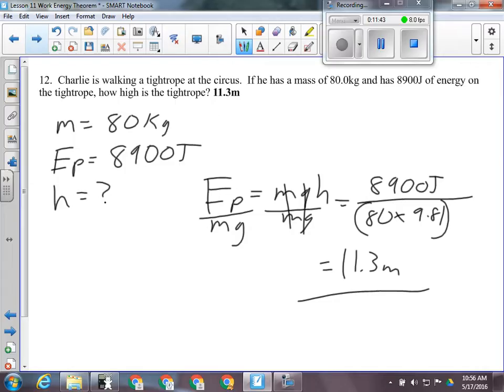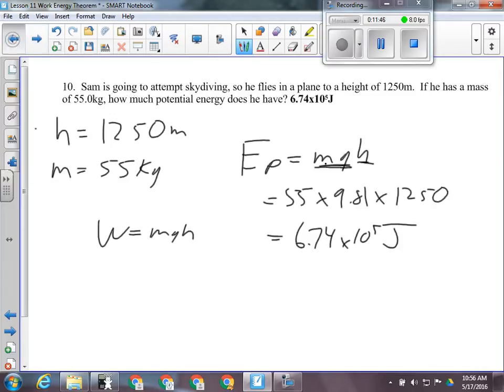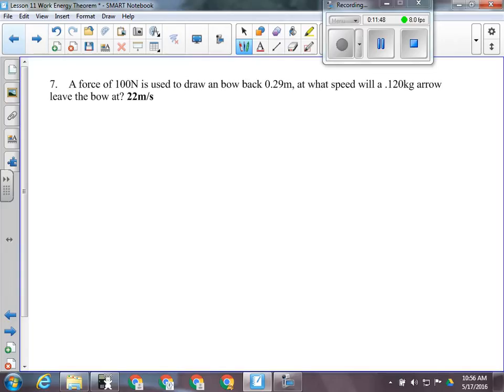You have one? 7? Okay, 7's a good one because I use questions like this on the unit exam all the time. Work energy theorem questions with a bow and arrow or slingshot or something like that. So I use a force of 100 newtons and I pull back a bow 0.29 meters. What did they give me there? Distance. I've got force and distance, so I know for sure this is a work energy theorem question.